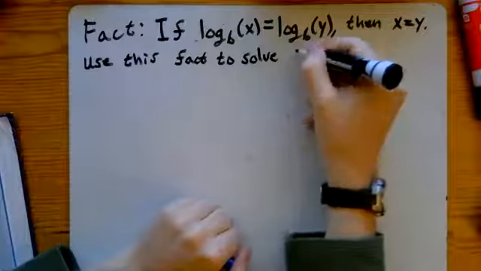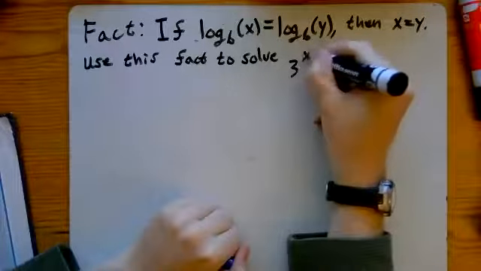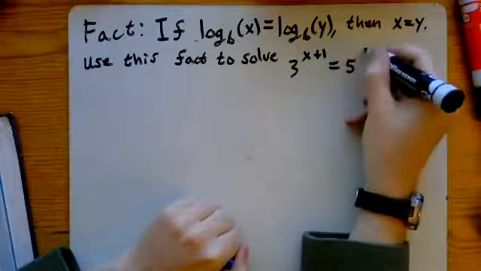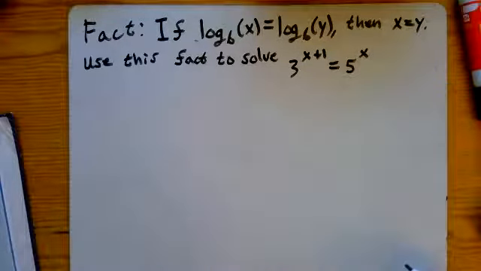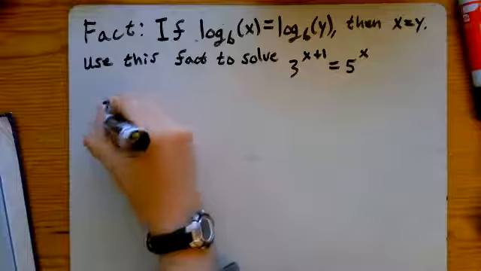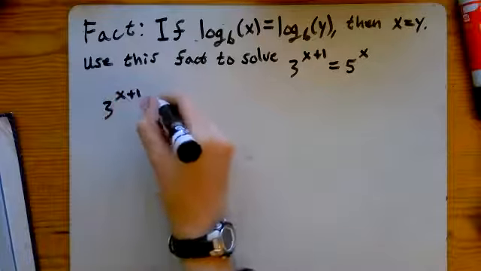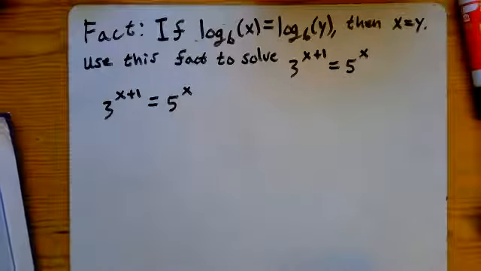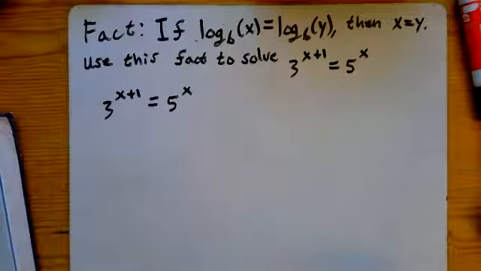Use this fact to solve 3 to the x plus 1 equals 5 to the x. Okay, so 3 to the x plus 1 equals 5 to the x. Cool. What can I do here? How can I tackle this?